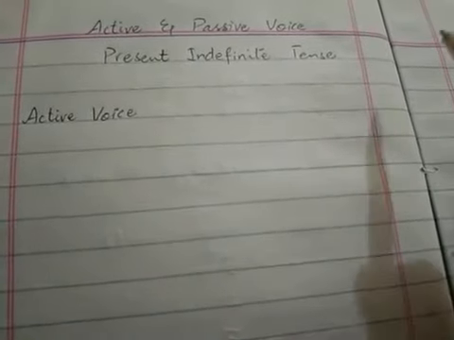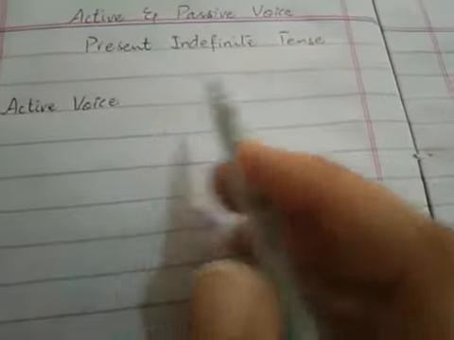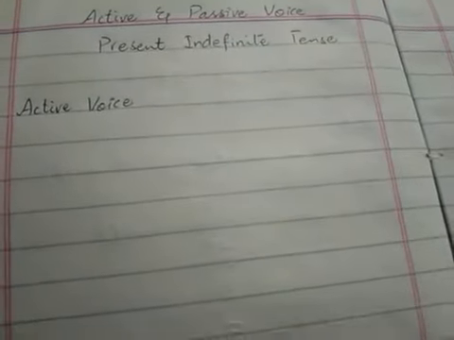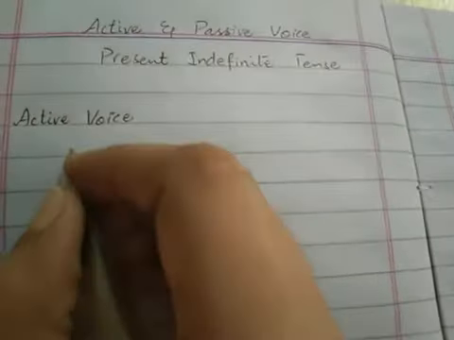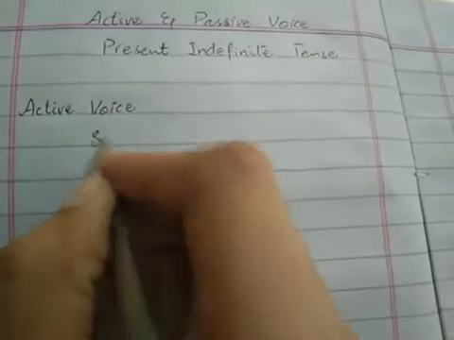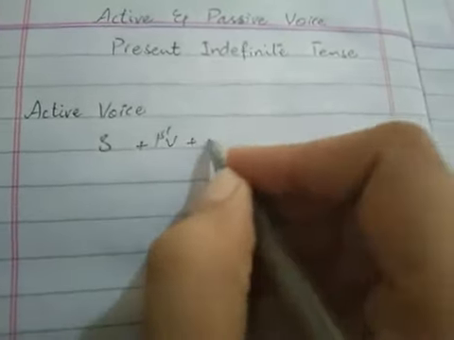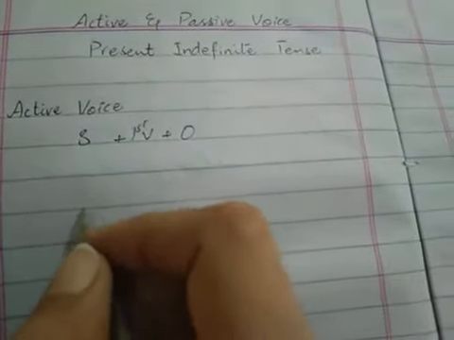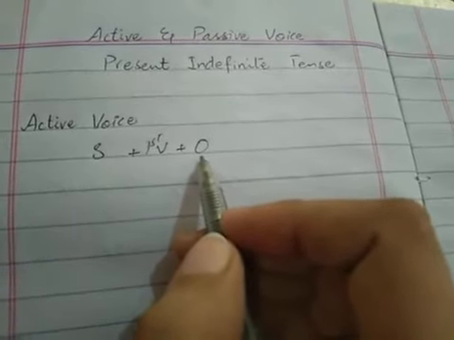Today we will revise active and passive voice. We will start with the present indefinite tense. As we know, we can make a sentence in present indefinite as subject plus first form of verb and object.